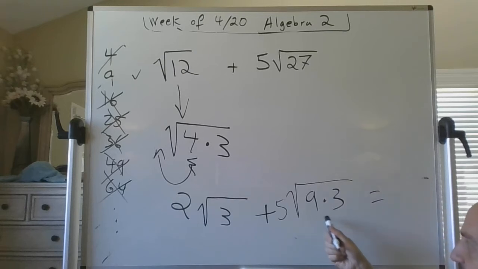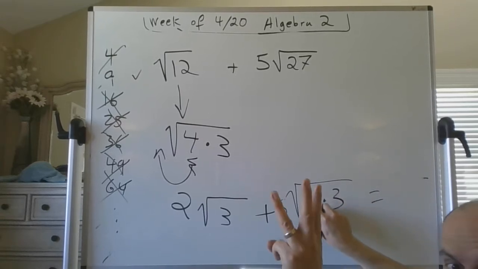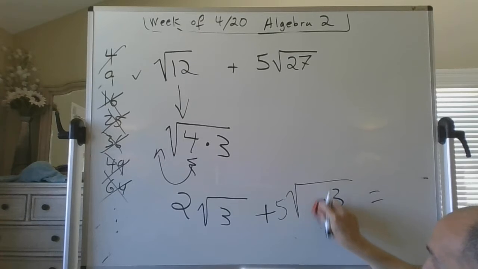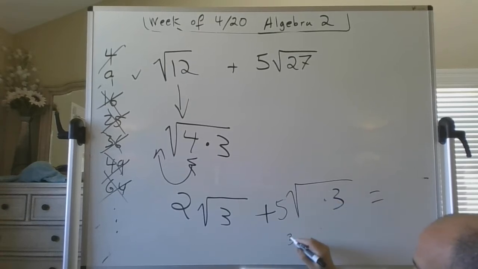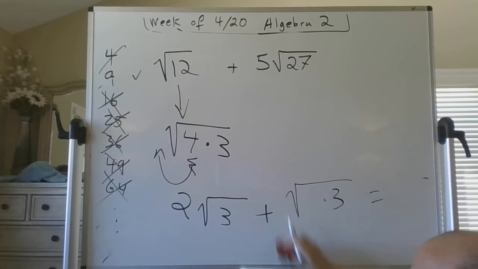Okay, so it's 9 times 3. Again, the perfect square is 9. The square root of 9 is going to come out as 3. There's already a 5 outside. So what's the interaction there? Well, simple. Just multiply out. So 5 times 3 is going to be 15.